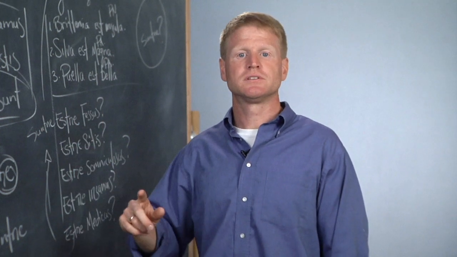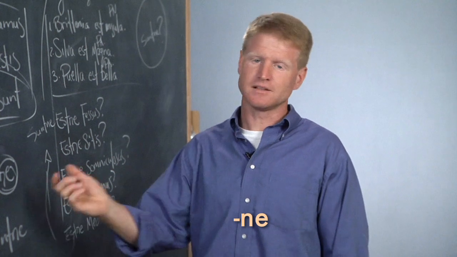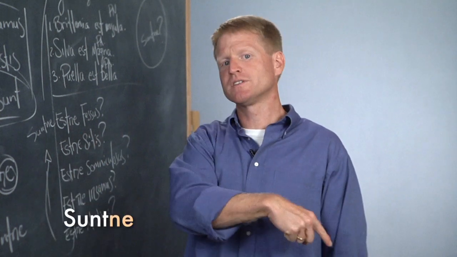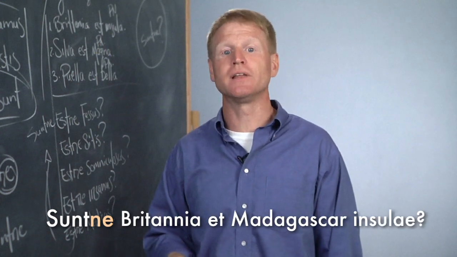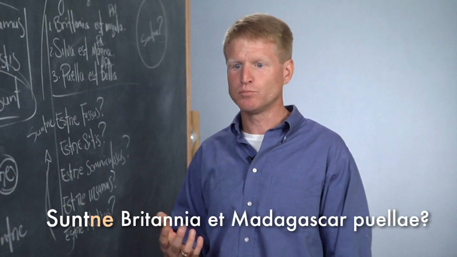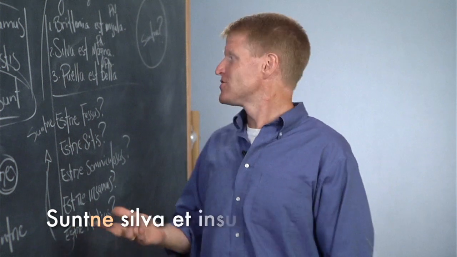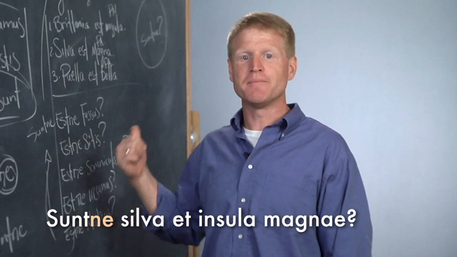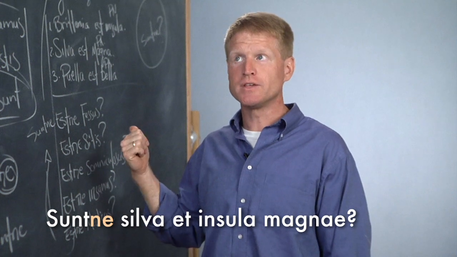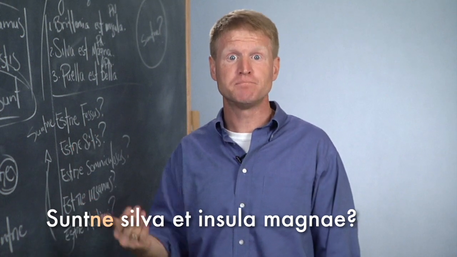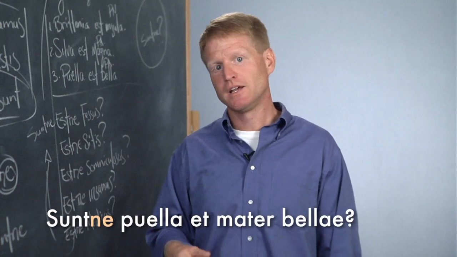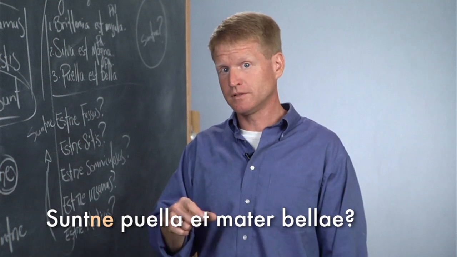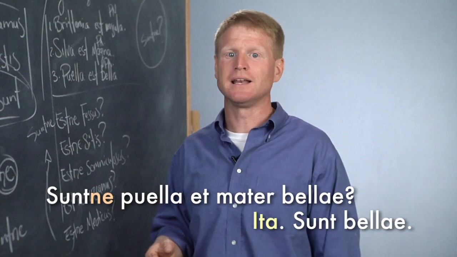You can do the same thing with sunt. Take ne, slam it into the end of sunt, move it to the front of the sentence, and ask the question. Suntne Britannia et Madagascar insulae? Are they islands? Yes. Suntne Britannia et Madagascar puellae? Are they girls? No. Suntne silva et insula magnae? Are the forest and the island big? Ita, they are. Suntne puella et mater bellae? Are the mom and the girl beautiful? Ita, sunt bellae. They are beautiful.